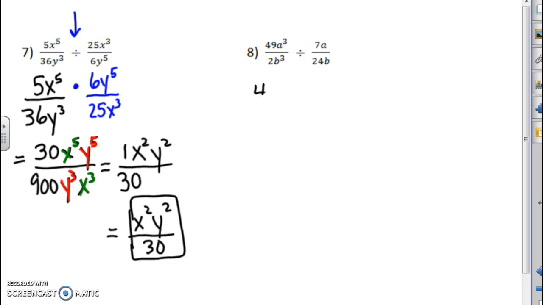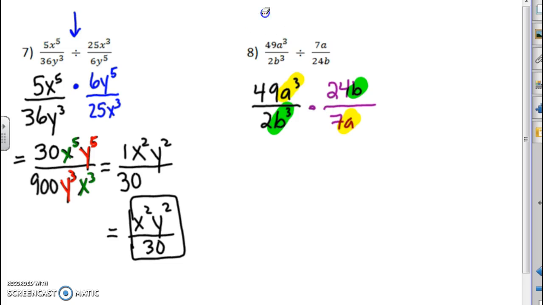Okay, for the next one, you have 49, a to the 3rd. The first thing we always want to do is change division to multiplication. So we're going to change this to multiply by 24b over 7a. For those of you who like to cross cancel, you might be noticing in this situation that you have a to the 3rd over a, and it's top heavy there, and on your b's, it's bottom heavy. So if you can go ahead and do that, that's great.